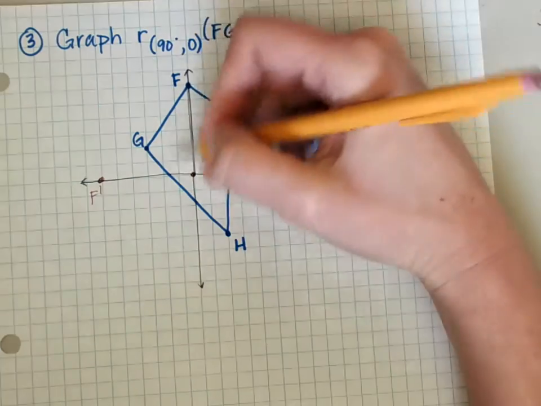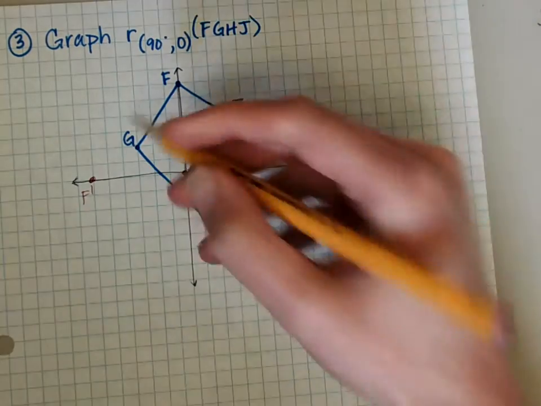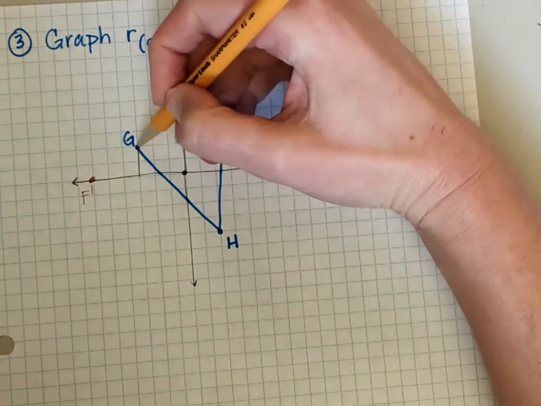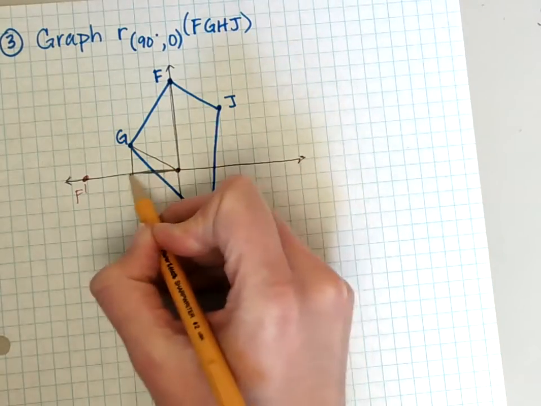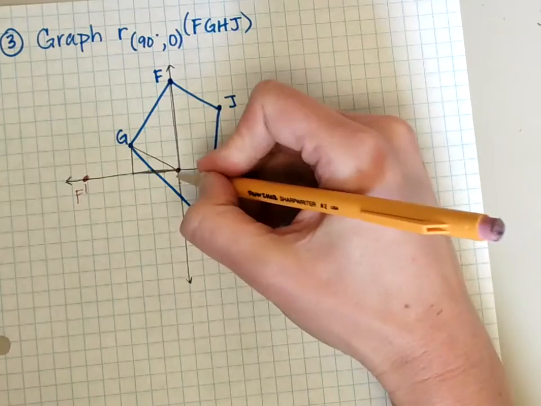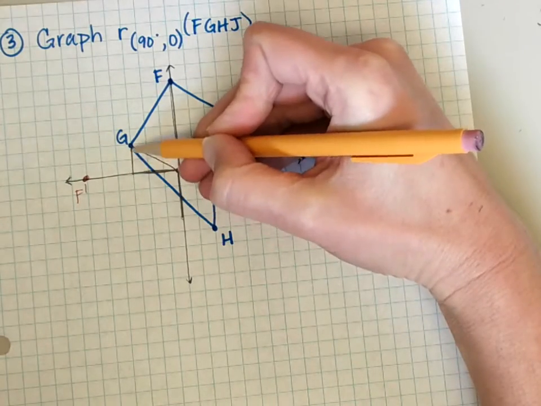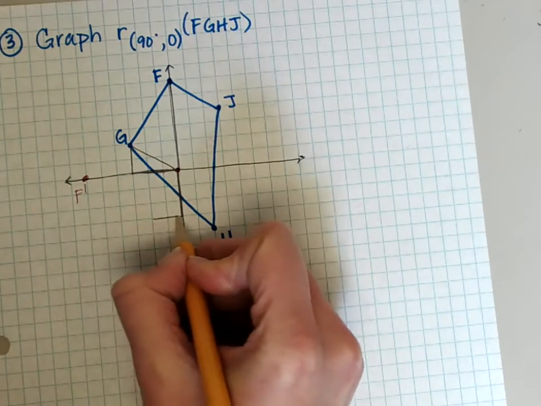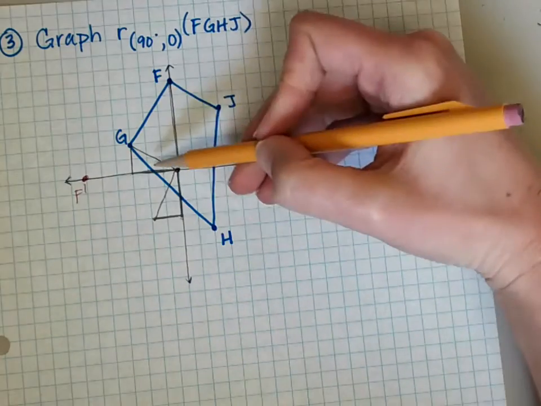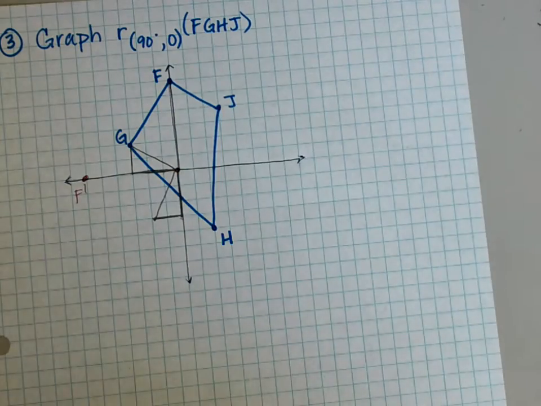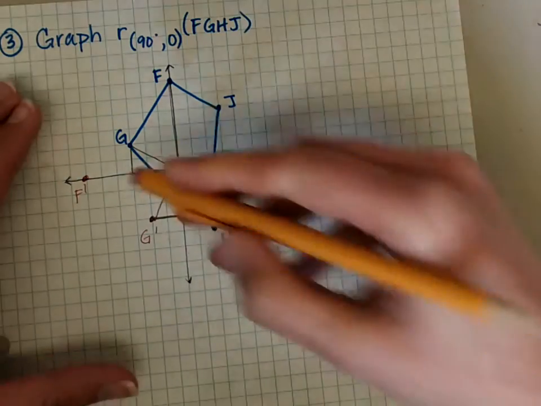G is not directly on that vertical line, so I am able to make a right triangle with the point of rotation. So this base here is 3 units long. When I rotate it, it's going to land 3 units down from the origin. The height is 2. That height kind of becomes the base now, so that's 2. So I've just rotated this triangle 90 degrees counterclockwise. This is G prime. Let me erase the triangles.